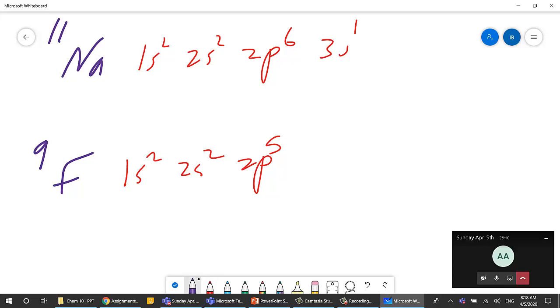The valence electron for sodium is 1, so this is group 1. The valence electrons for fluorine is 7, because if you're looking at the valence electrons, they are in the outer shell, which is 2, and then you have 7 electrons. So this is very important. This one has 1 valence electron, this one has 7 valence electrons.